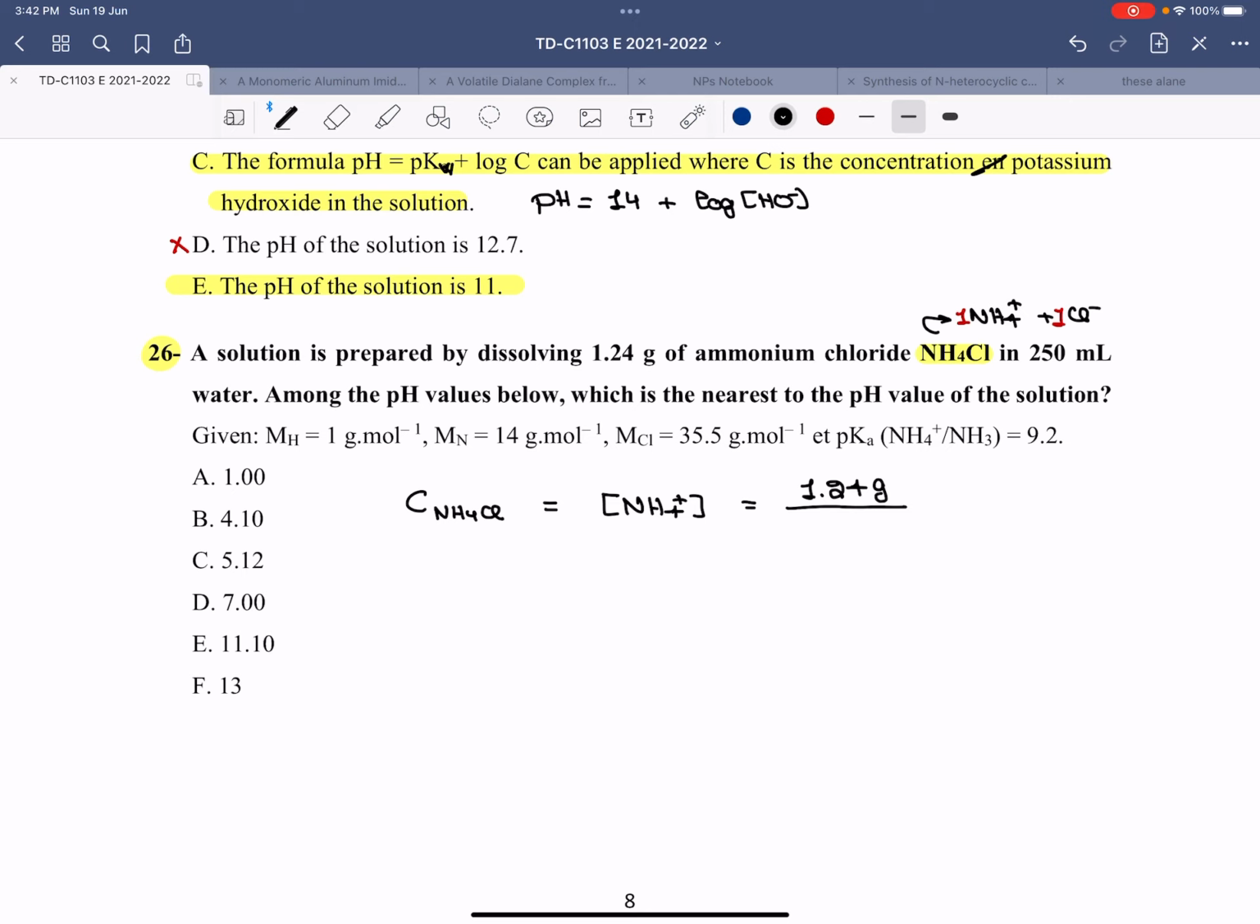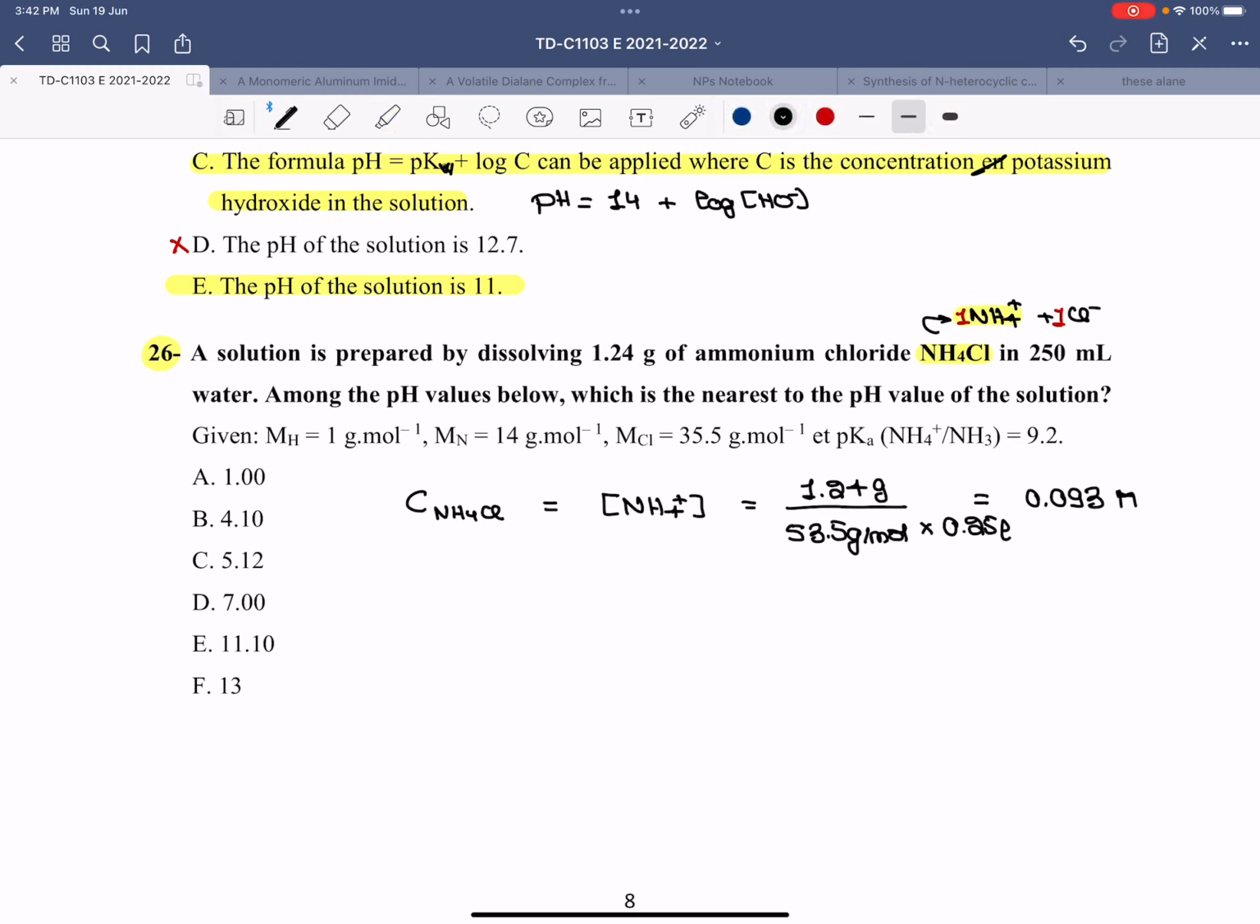Add them all up: 35.5 plus 14 plus 1 times 4. Okay, you get approximately, I think, 53.5 grams per mole. Times what's the volume? 0.25, which must be changed to liters. Okay, so this gives you a value of 0.093 molar. Good. Now we already know that when it dissociates it gives you NH4 plus.